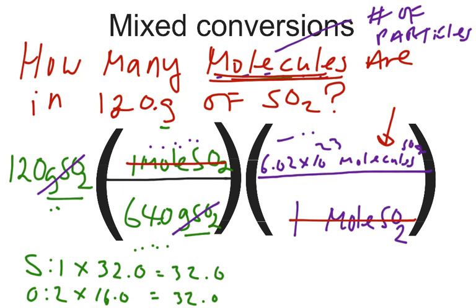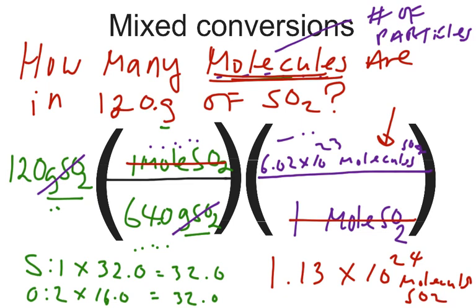Now we got 6.02 exponent 23 times 120 divided by 64. My calculator is giving me approximately 1.13 times 10 to the 24th power, and that will be molecules of SO2. So that's my answer. Check and see if you got the same answer.